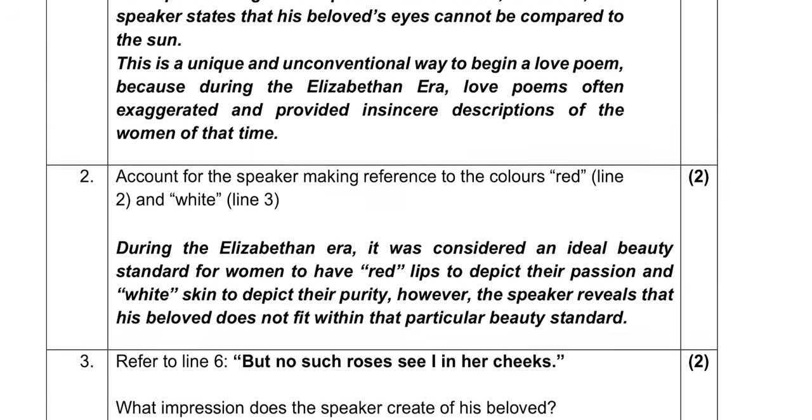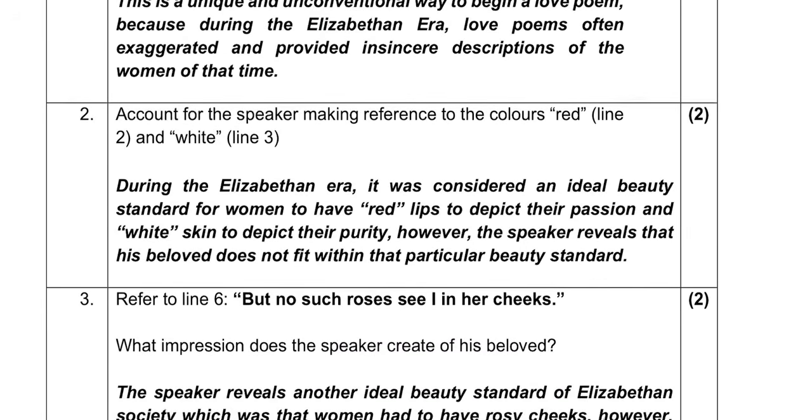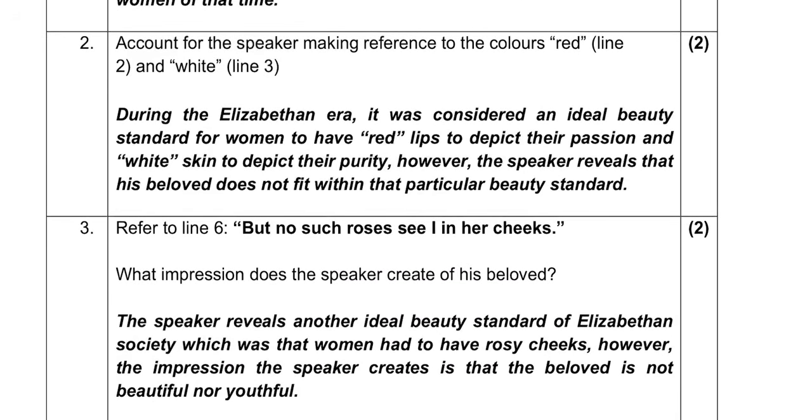Okay, question 3, also 2 marks. Refer to line 6, but no such roses I see in her cheeks. What impression does the speaker create of his beloved? So again, what impression means what idea, what is your understanding? When you read line 6, what is your understanding of the speaker's beloved or the woman he loves, his mistress? What do you understand?